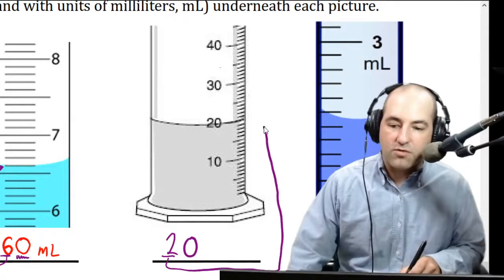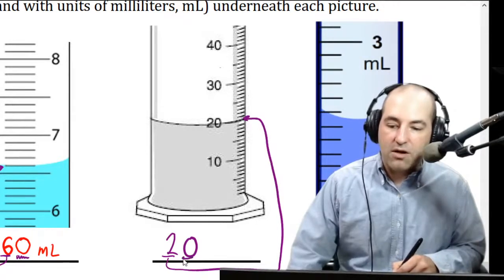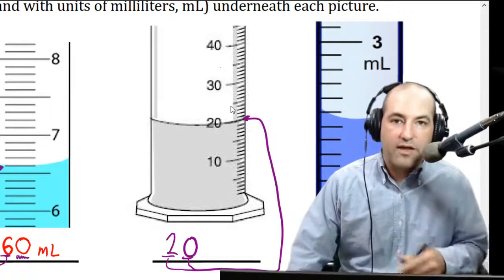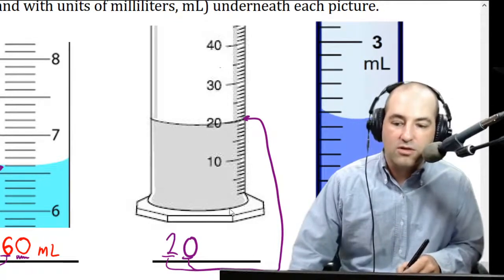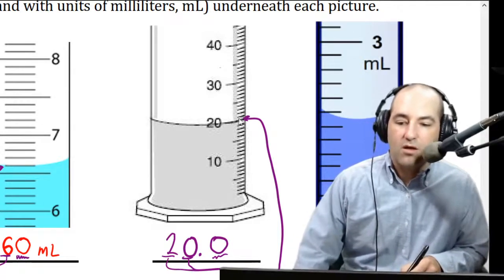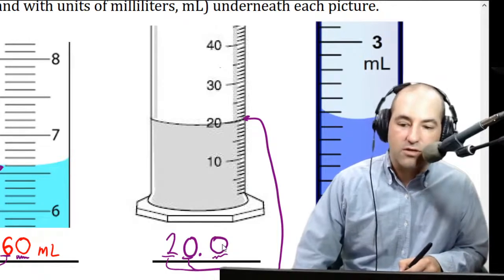So 20 is represented by that line. And my 0 is actually also represented by that same line. So it's 20. It's right on that line. It's the 2 and the 0. And that means I need one more estimated digit. The 20 is represented by the line there, but I need to estimate one more digit past that, so it should be 20.0.